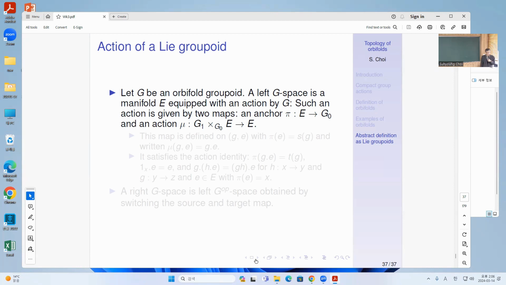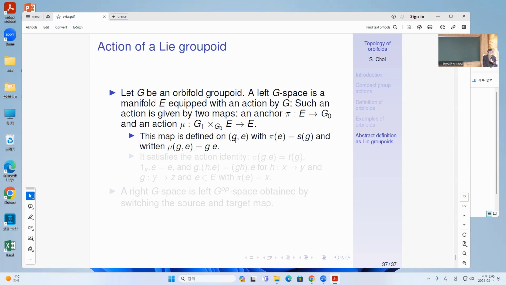So whenever you have some orbifold groupoid, you can talk about the left G-space, which is the map like this. So the fiber product means that the source has to be pi E, and then it will go to the terminal point on the G1. Okay, so that's how it acts.